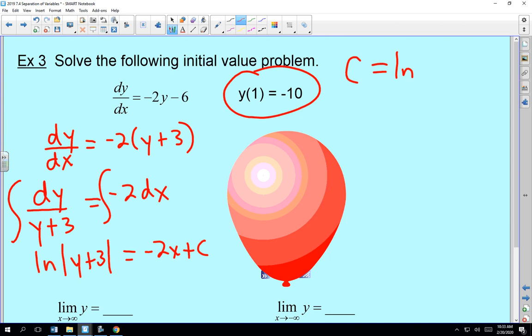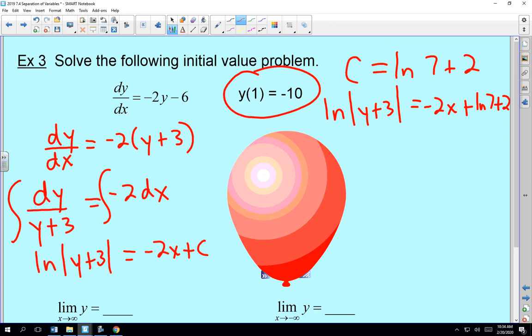So we said ln of 7 plus 2. Why did I write that? Thank you, my editors. So now we plug that ln of 7 plus 2 in right here. So we've got ln of the absolute value of y plus 3 equals negative 2x plus ln of 7 plus 2. Ln of 7 plus 2 is just a number. It's some constant.